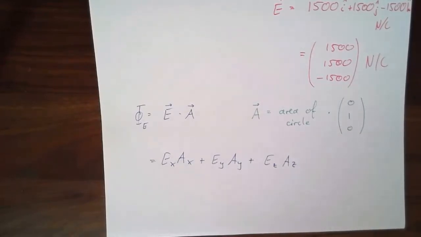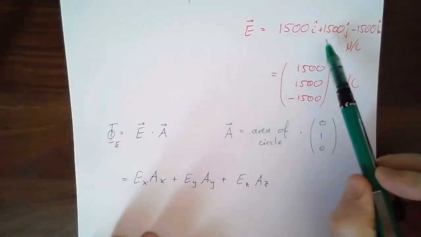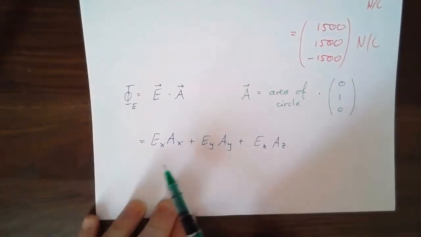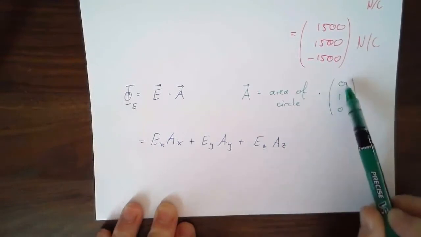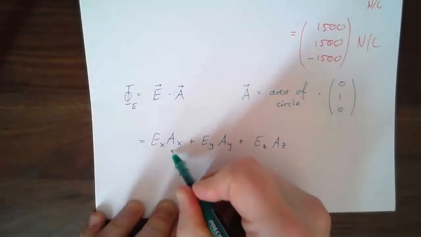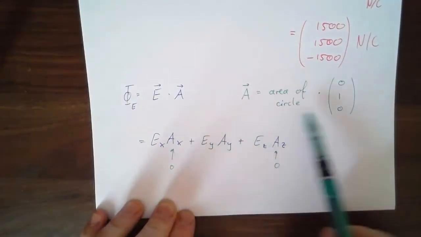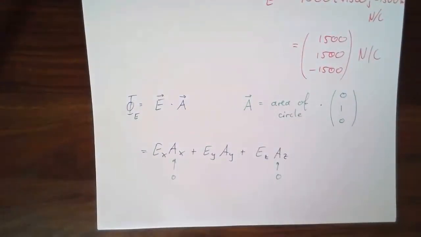We know what those two are, and we just want to evaluate this expression. Now I'm given the electric field, right? It has an x component, y component, and z component, or in ijk notation. But the area, those two, A_x and A_z, are 0. So this is actually 0. The only thing you have to worry about is this. So you multiply the y component of this by the y component of this, and that'll get you the answer.